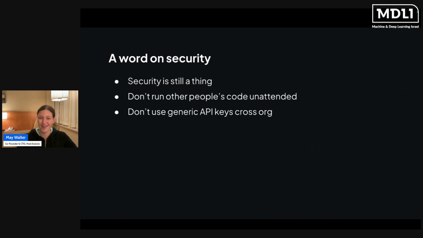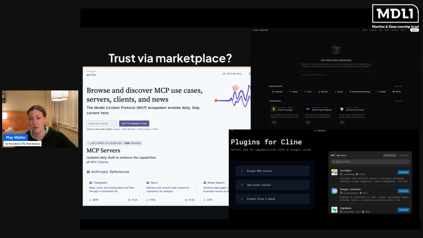A word on security. Security is still a thing. Don't run other people's code unattended, and mostly avoid the generic API keys that are shared across the organization. Part of what I'm trying to say is that building an MCP server is not very complex, and in some cases you might be able to just build it on your own instead of taking that risk. Or if you choose to adopt some other technology, you can use the different marketplaces to make sure you're using something that has a reputation.